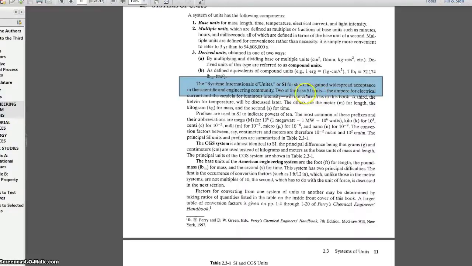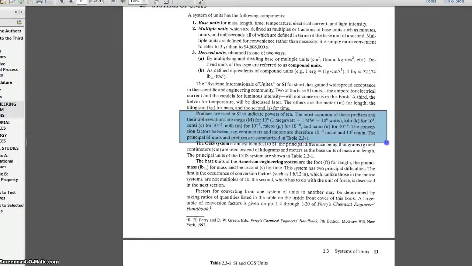Let's say base SI units: ampere for electrical current, and candela for intensity. Oh, and it does say we will not concern ourselves with these in this book. So SI, let's say second, meters, and etc. That's the prefix of that. Watt, we use watt.